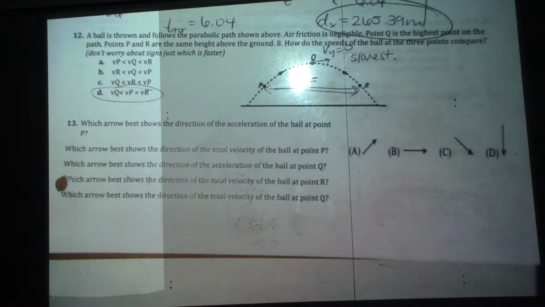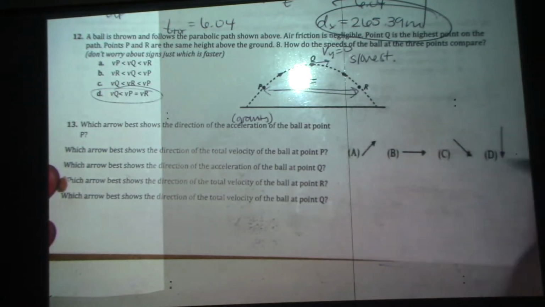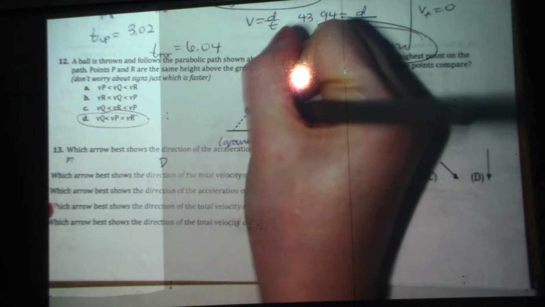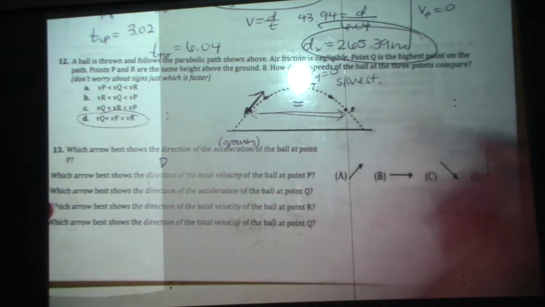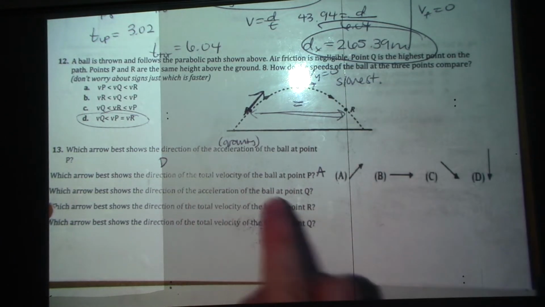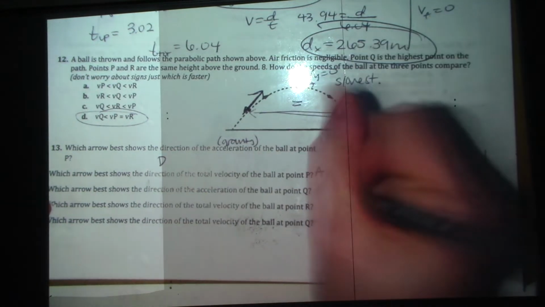Direction of the acceleration at point P, so acceleration is just talking about gravity, the negative 9.8, which is going to point down, so the arrow that represents acceleration would be D. Direction of the total velocity at point P, well, at point P it's going to be going up and over, so that would be A. Direction of the acceleration, well, at any point the acceleration is going to be gravity, D.